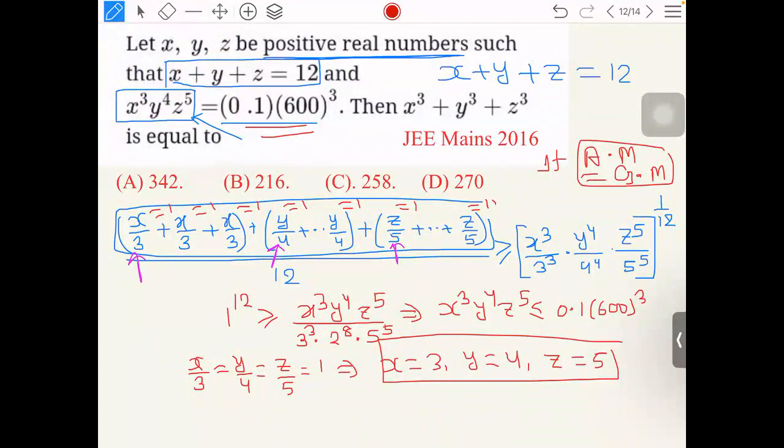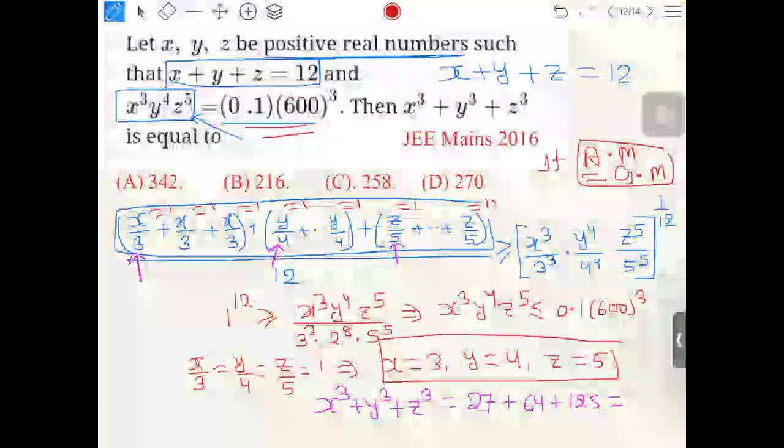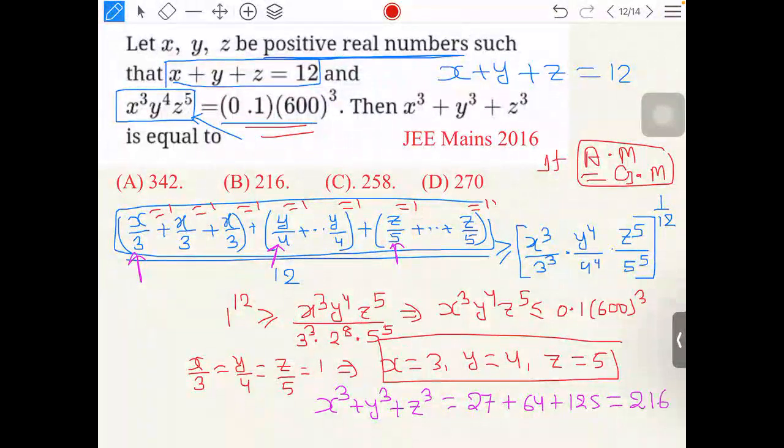Once we have this, then the required value x cube plus y cube plus z cube is equal to 27 plus 64 plus 125, that is 216. So the correct answer to this question is option B, 216.